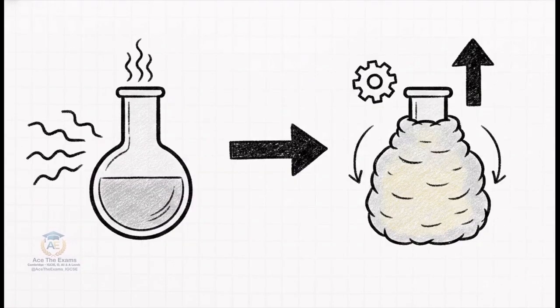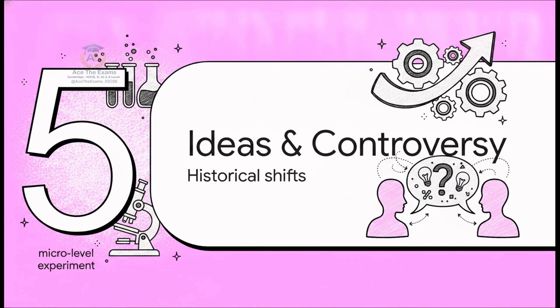A truly great investigator is always looking for continuous improvement. So, at the end of your evaluation, you should always be suggesting modifications. Say you were doing a thermal experiment. You might suggest adding better insulation next time to reduce thermal energy loss to the room. Doing this proves you understand exactly how the experiment could be tweaked to yield even more accurate results the next time around. Finally, Section 5, Ideas, Evidence, and Controversy.